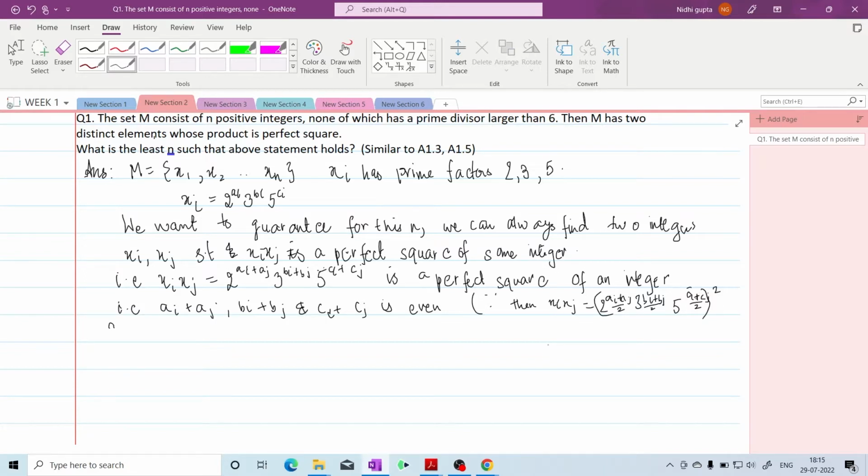Now, when is this property satisfied, that all these sums are even? Basically, the sum of two integers x plus y is even if and only if both x and y are odd or both x and y are even.